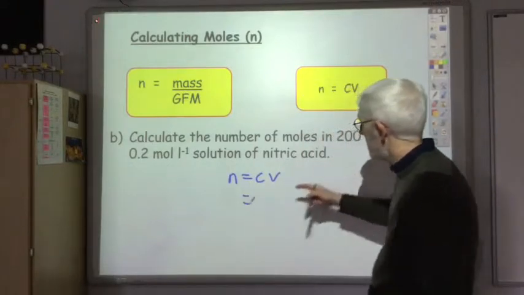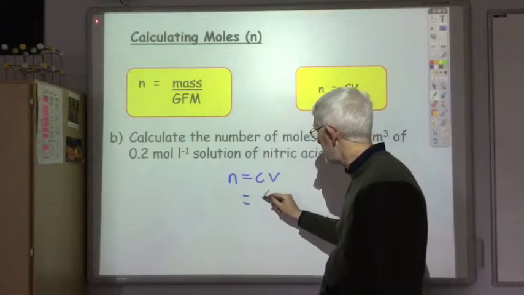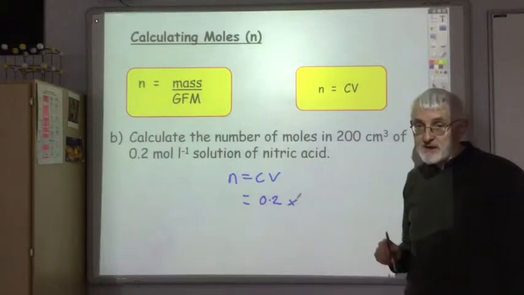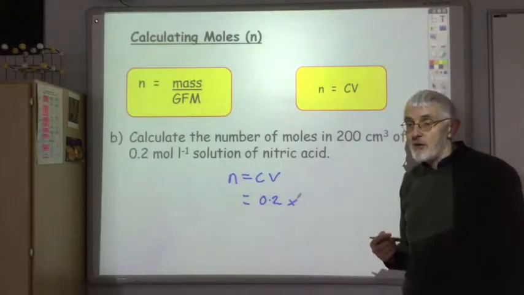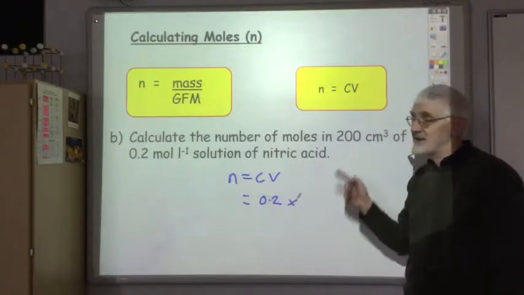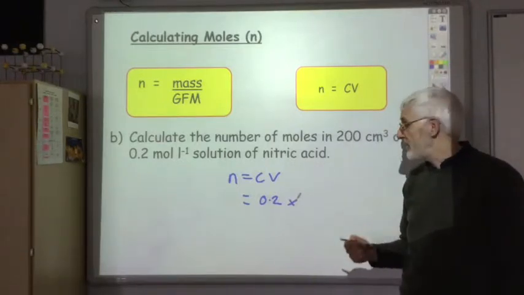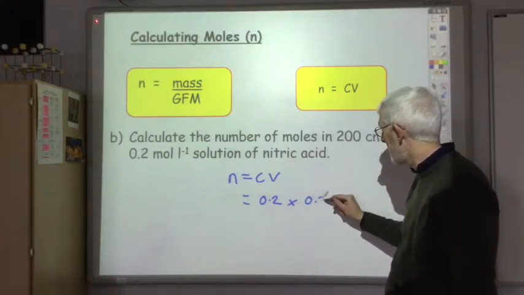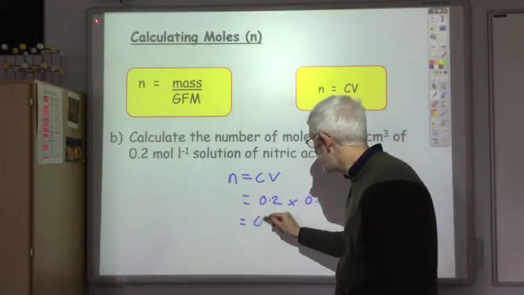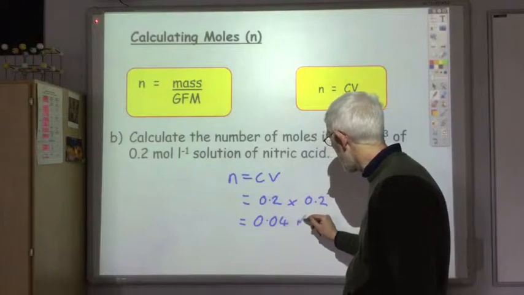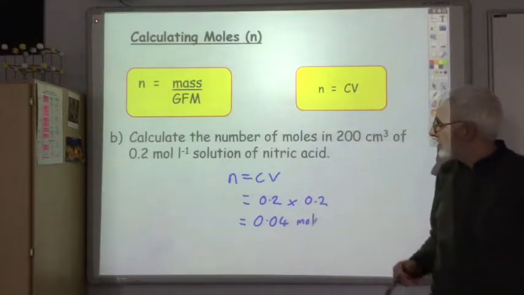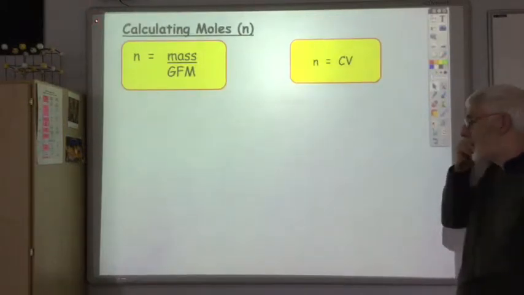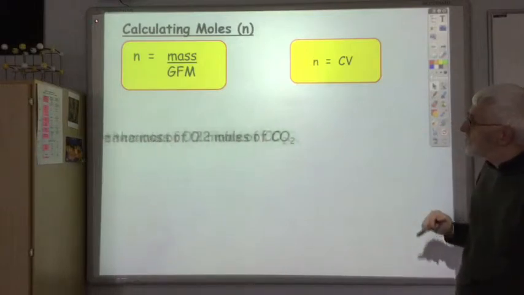So the concentration was 0.2 moles per litre, multiplied by the volume. We're told the volume is 200 cubic centimetres, but by now, hopefully you all remember, you've got to get that into litres. So if it's in cubic centimetres, you divide by 1,000. So 200 divided by 1,000 is 0.2. So 0.2 times 0.2 comes to 0.04 moles. Right, let's look at another example.